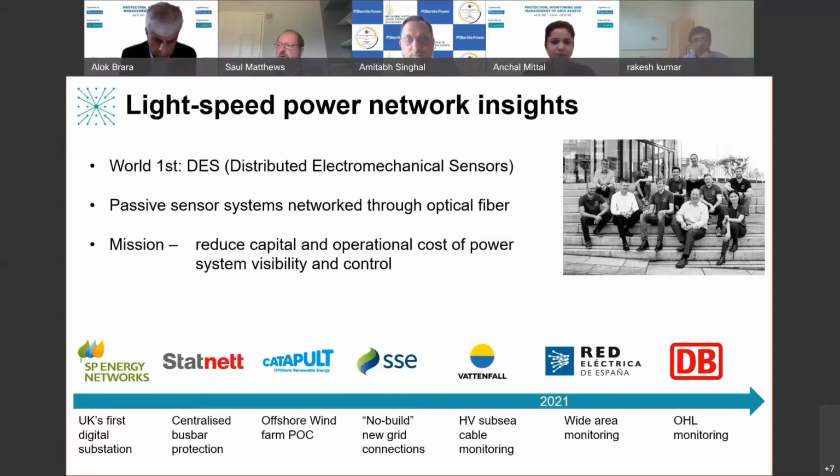So we found a way to measure critical parameters like current or voltage completely passively, which reduces the capital cost of instrumentation and also opens up some new opportunities to save operational cost when it comes to improving the visibility and control of complex power systems. We started out in the high voltage space working with transmission operators in Europe, in the UK, also in the Nordic region, and now in Spain.